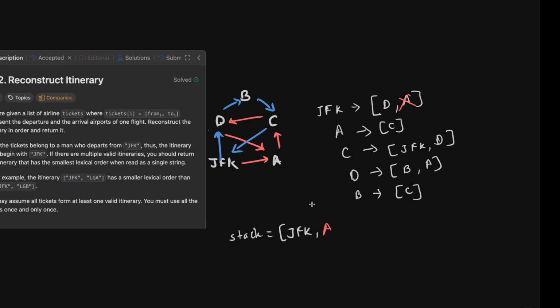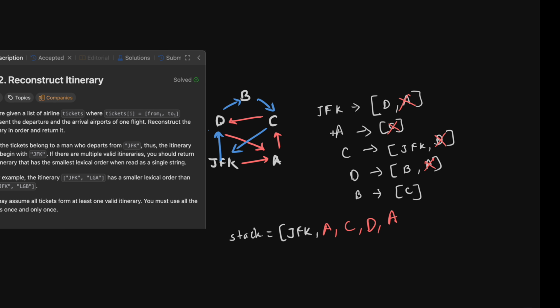You are in the loop. So now you go to A and you pop the last element from here. So pop it and add it to the stack. Now you go to C and pop the last element from C, which is D. So you pop it here and add it into the stack. Now you go to D, you see B and A, but you pop the last element. So you pop A and add it here.